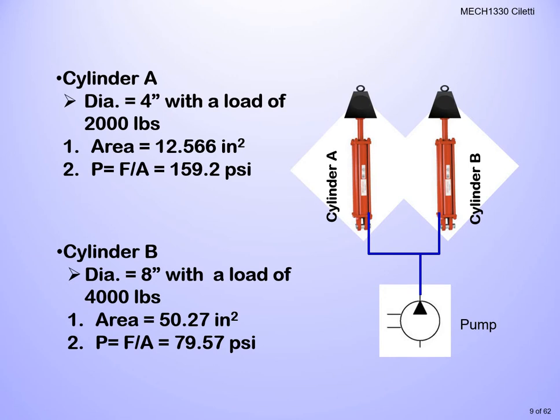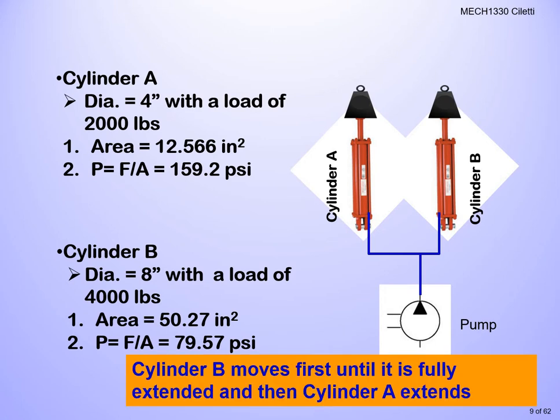We have cylinder A has pressure of 159.2, cylinder B has pressure of 79.57. Cylinder B is going to move first until it fully extends, and then cylinder A extends. Why? Less pressure on B, all right? Path of least resistance. It only has a pressure of 79.57, whereas cylinder A has a pressure of 159.2.